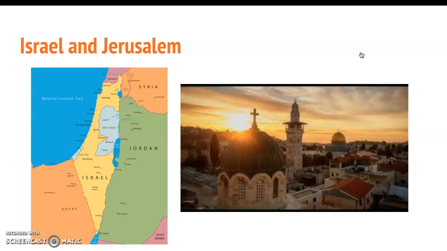So just before, we know where Israel is on the map, there we go. It's located on the western side of the Mediterranean Sea. It borders Egypt and Jordan and Syria and Lebanon, right over here.